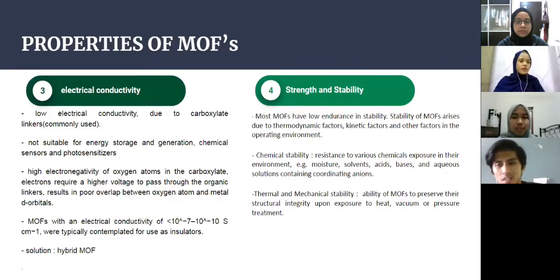And next is the strength and stability of MOF. Generally, MOF actually have low endurance and stability compared to zeolites, due to thermodynamic factors, kinetic factors, and other operating environments. There are three types of stability components. Chemical stability is the resistance to various chemical exposure in their environment, for example moisture, solvents, acids, bases, and aqueous solutions containing coordinating anions. Thermal and mechanical stability is the ability of MOF to preserve their structural integrity upon exposure to heat, vacuum, or pressure treatments.